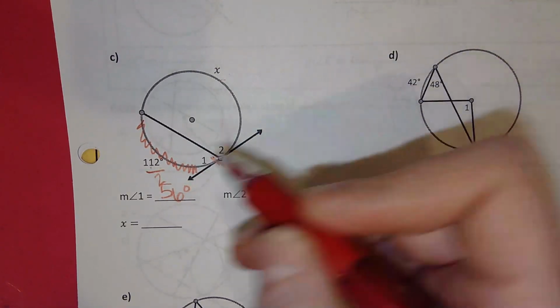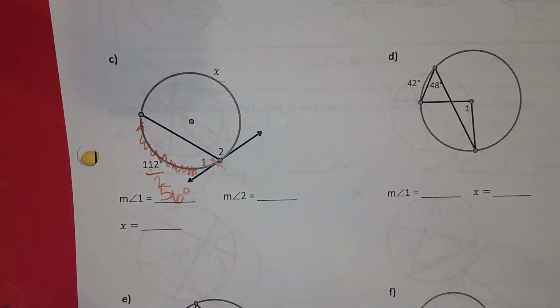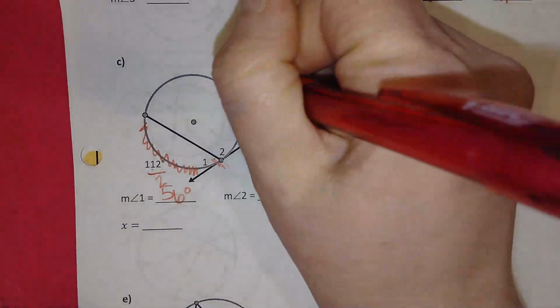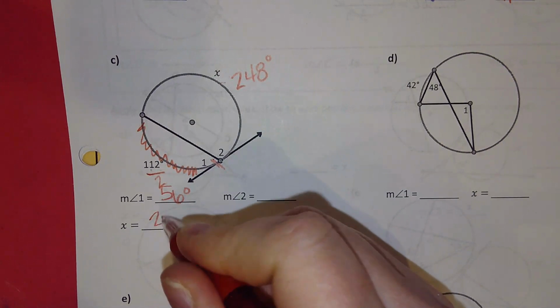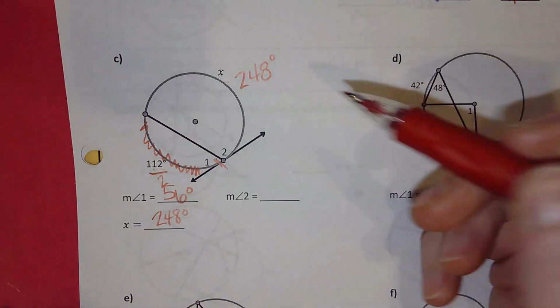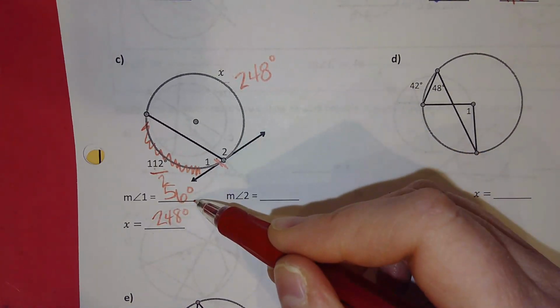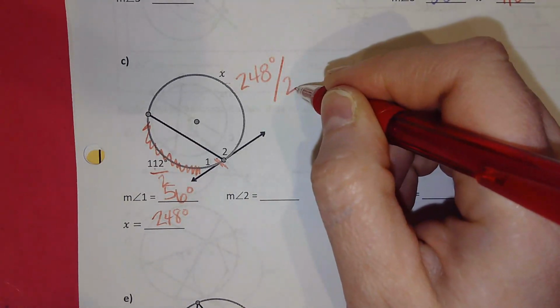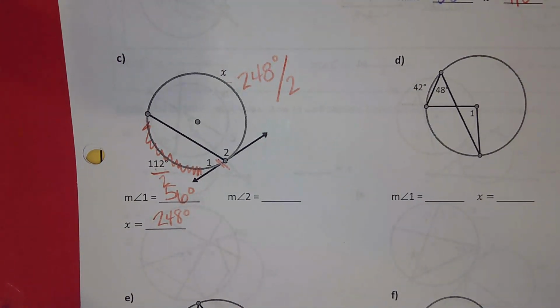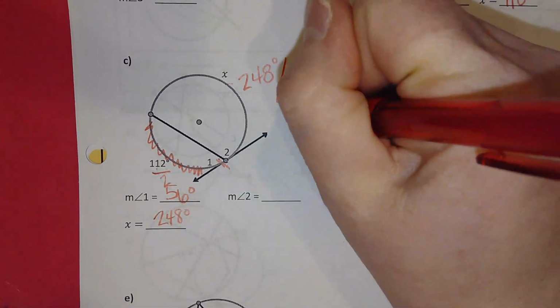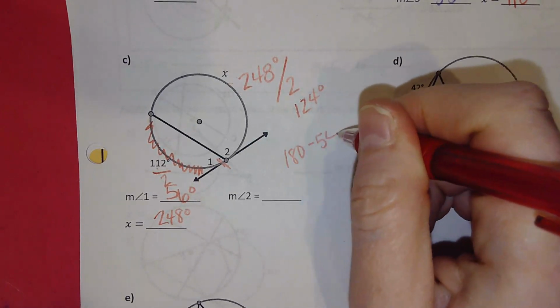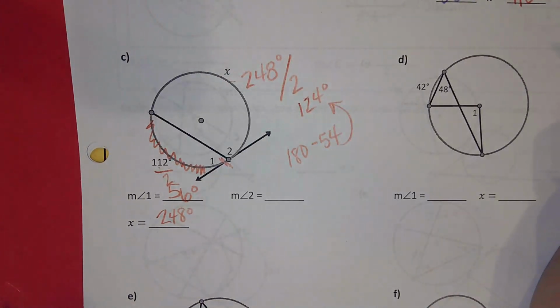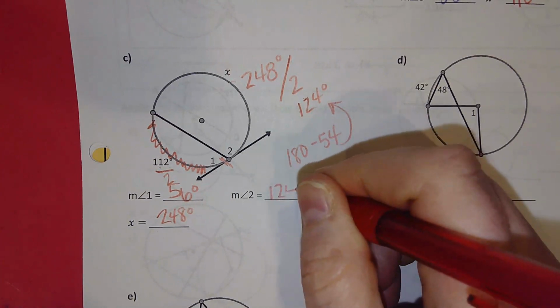So with that, 360 minus 112 is 248 degrees. So x is going to be 248 degrees. And if I work backwards, I should get the same answer if I take 180 minus 56. So if I divide this by 2, I get 124. And if I take 180 minus 56, I should also get 124, which I do. So angle 2 is 124 degrees.